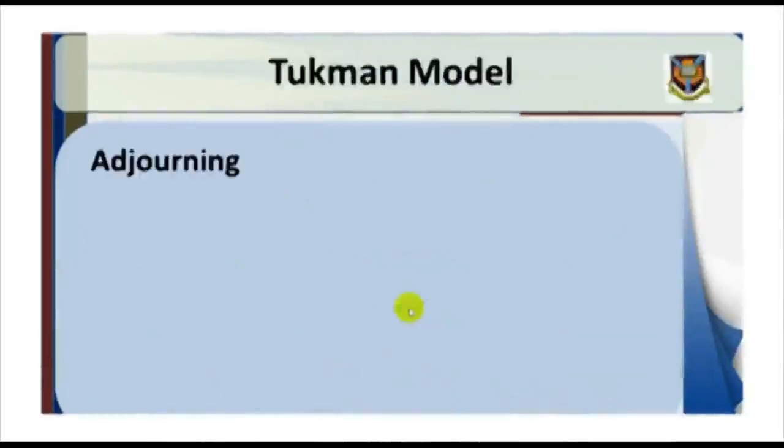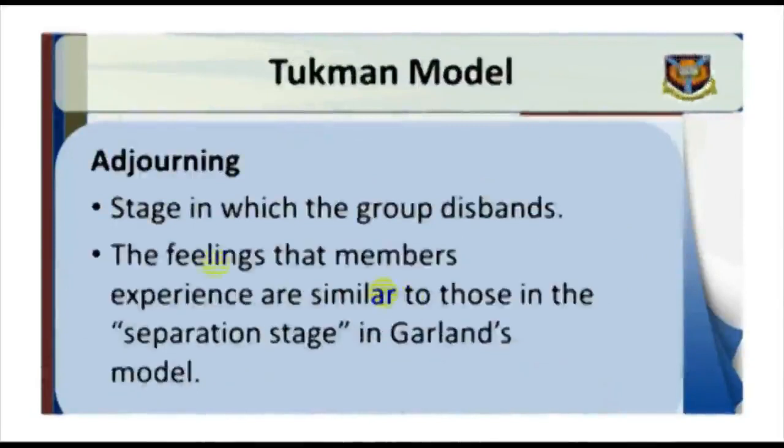5. Adjourning. This is a stage in which the group disbands. The feelings that members experience are similar to those in the separation stage in Garland's model.